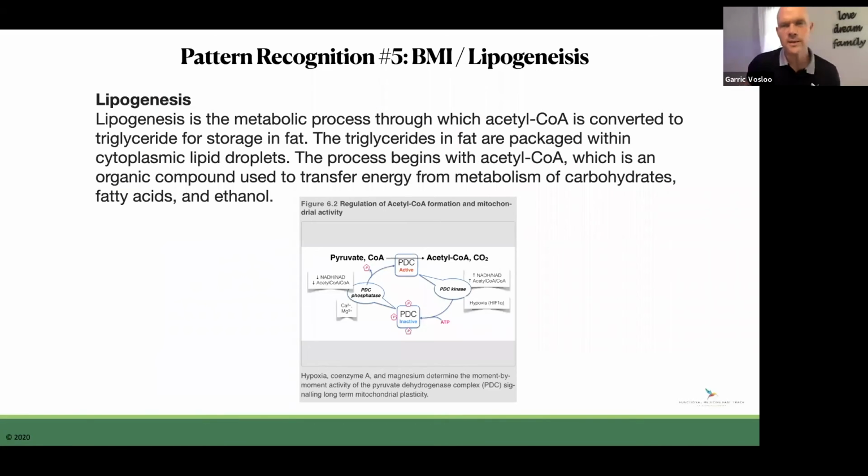This is very interesting, the correlation between BMI and the lipogenesis associated with hippurate. So lipogenesis on the whole is this metabolic process through which acetyl-CoA, that is our substrate for the Krebs cycle, is rather converted to triglycerides for fat rather than going through the Krebs cycle. So triglycerides in fat are packed within the cytoplasmic lipid droplets. The process begins with acetyl-CoA, which is an organic compound used to transfer energy from metabolism of carbohydrates, fatty acids, and ethanol. So I'm sure a lot of you understand that.